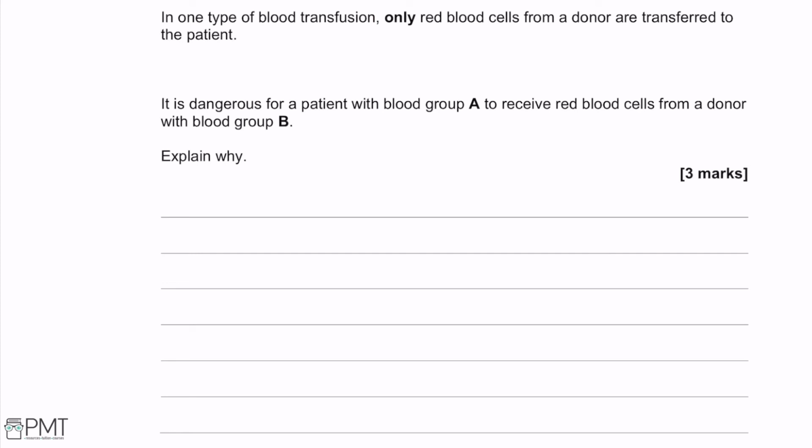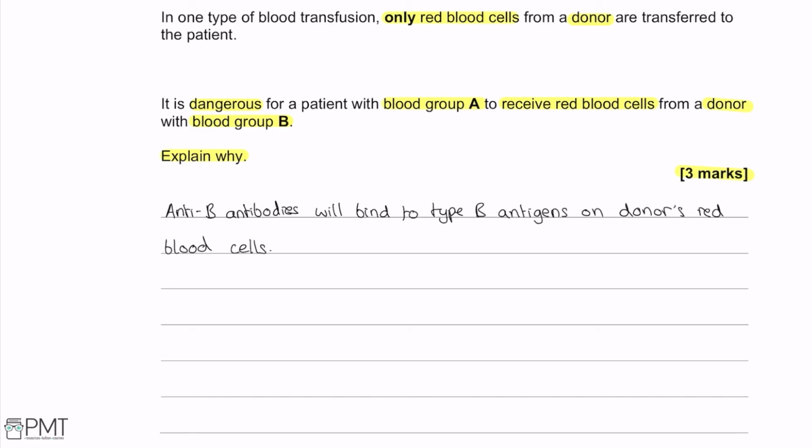In one type of blood transfusion, only red blood cells from a donor are transferred to the patient. It is dangerous for a patient with blood group A to receive red blood cells from a donor with blood group B. Explain why, and this question is worth 3 marks. So the point the examiner wants you to get at is anti-B antibodies will bind to type B antigens on the donor's red blood cells.